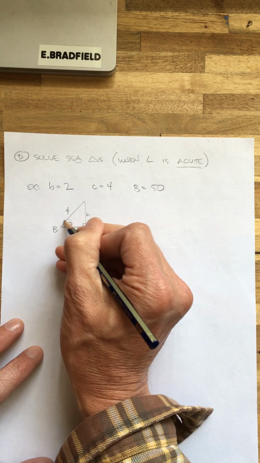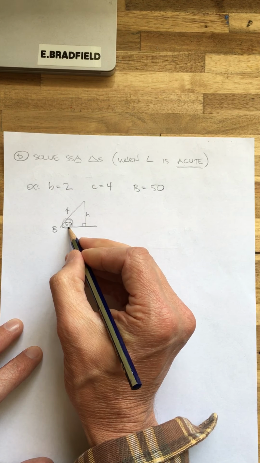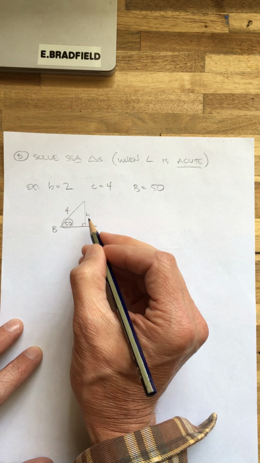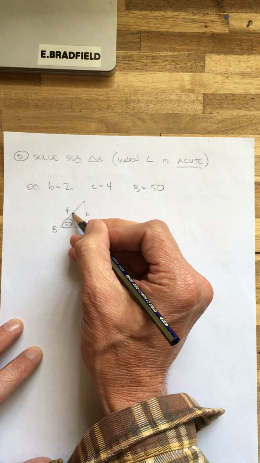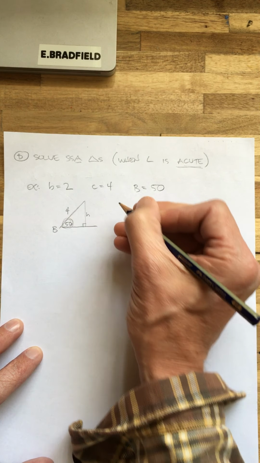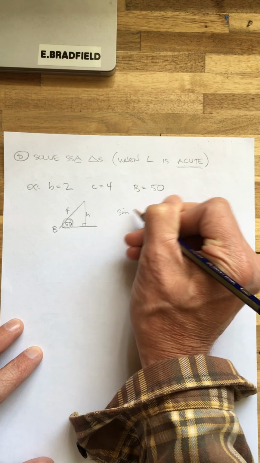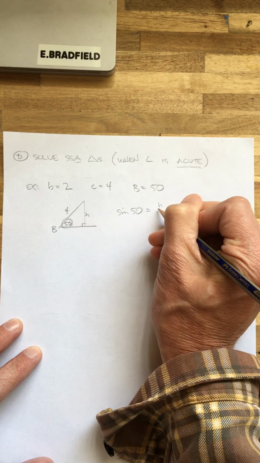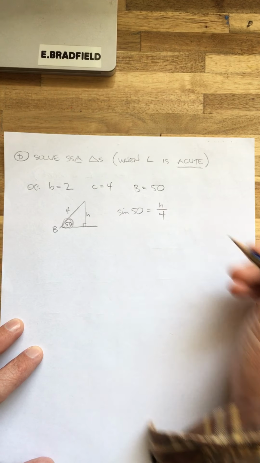Well, if you think about it, here's my angle, okay? If this is my angle and this is the side opposite the angle, and this is a right triangle, so this is the hypotenuse, isn't it true then that the sine of 50 is going to equal this height of the triangle divided by the hypotenuse 4?